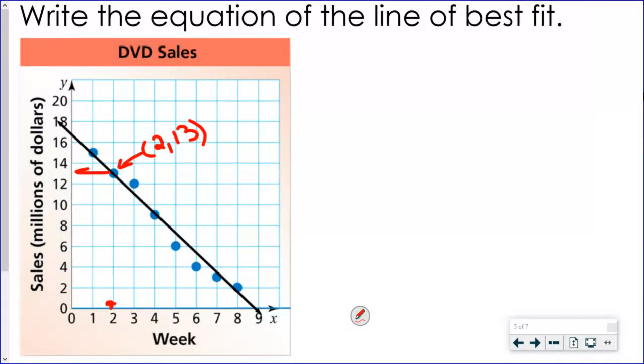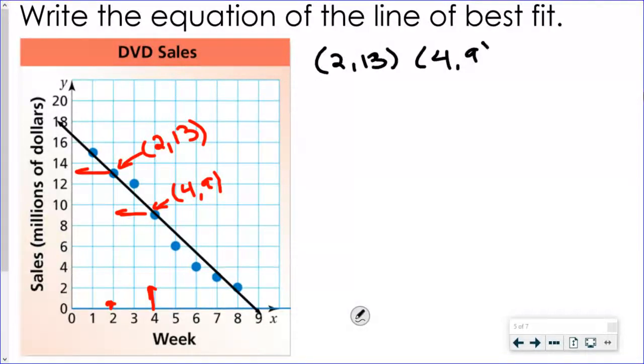And this point here is 4, 9. See how it's going this way. Okay, so now I'm going to start by finding the slope between (2, 13) and (4, 9). So I start by finding slope: 9 minus 13 over 4 minus 2, y minus y over x minus x.